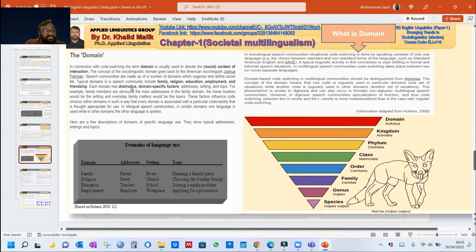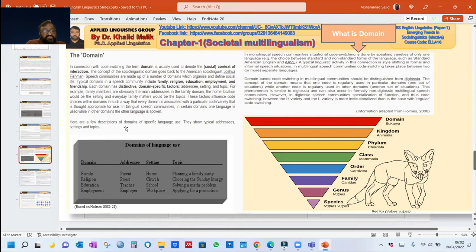Each domain has distinctive domain-specific factors: addressee, setting, and topic. For example, family members are obviously the main addressee in the family domain. The home location would be the setting, and everyday family matters would be the topics. These factors influence code choices within domains in such a way that every domain is associated with a particular code or variety that is thought appropriate for use. In bilingual speech communities, in certain domains, one language is used, while in other domains, the other language is spoken.